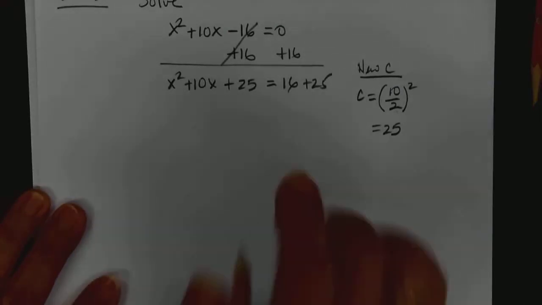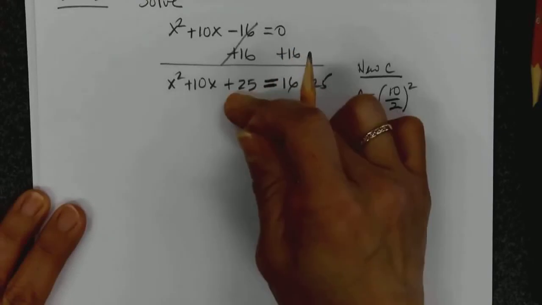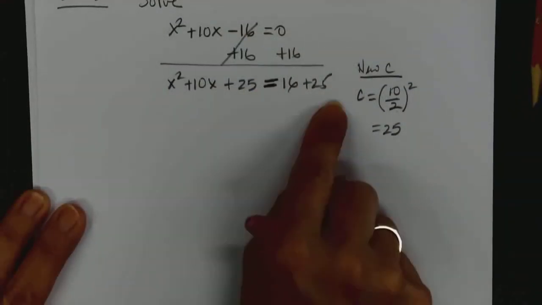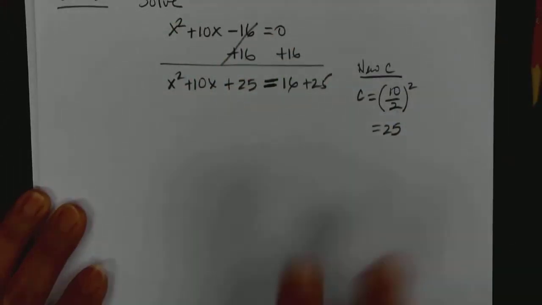Why do you add to both sides? Because of the equal sign. If I just add it to one side, it changes the whole problem. Because if I subtract 25 away, then I get the original problem. I don't want to change the original problem, so you have to add it to both sides.